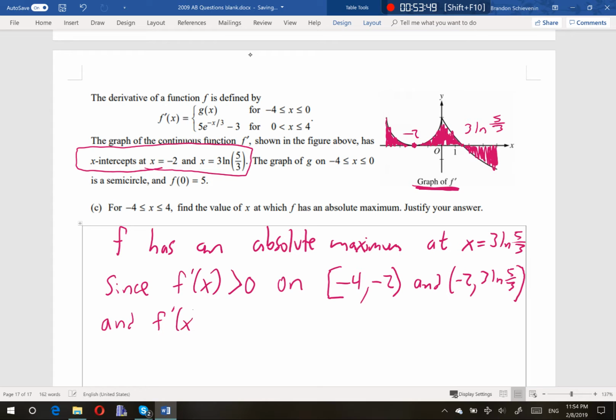And f prime of x is less than 0 on the interval from 3 ln 5/3 to x equals 4. Therefore, I actually already wrote the conclusion up here, so I don't have to rewrite it. But therefore, f has an absolute maximum at x equals 3 ln 5/3. Any questions on part C?